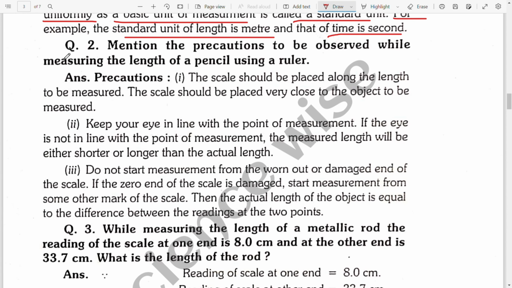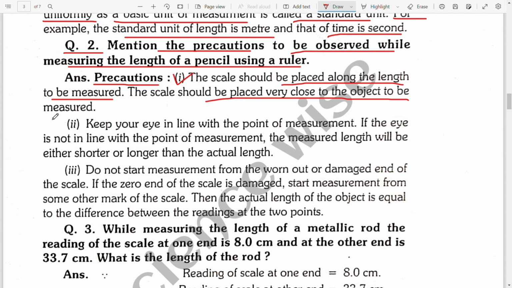Okay, second question. Mention the precautions to be observed while measuring the length of a pencil using a ruler. You have to write the precautions of measuring the length of a pencil using ruler. The answer is first the heading precaution. Point 1. The scale should be placed along the length to be measured. The scale should be placed very close to the object to be measured.